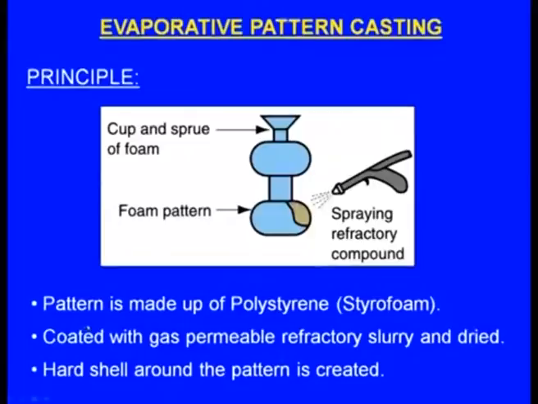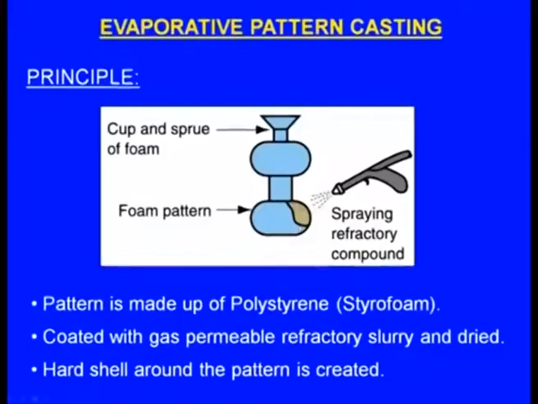Now, let us see the principle of this evaporative pattern casting process. Here the pattern is made up of polystyrene or styrofoam. So, this is the polystyrene pattern or the styrofoam pattern, and here we can see the pouring cup, and this is the sprue, and the whole thing is the pattern whose shape is similar to the casting which we want.